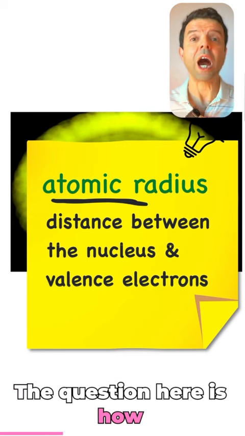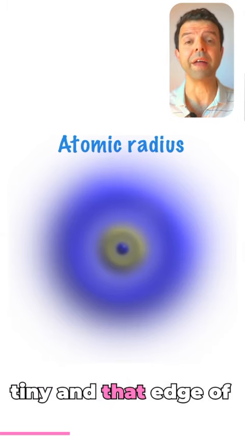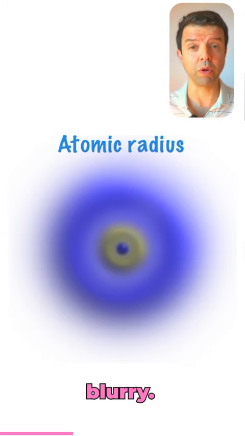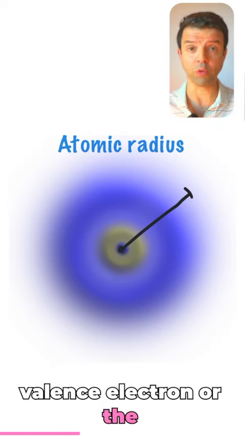The question here is, how did scientists figure out the atomic radius? The atoms are really tiny and that edge of the atom is quite blurry. So how did they figure out that distance from the nucleus to the valence electron, or the atomic radius?